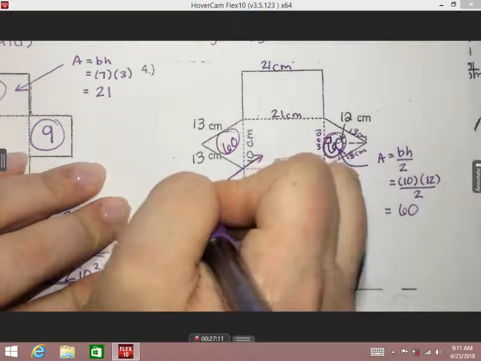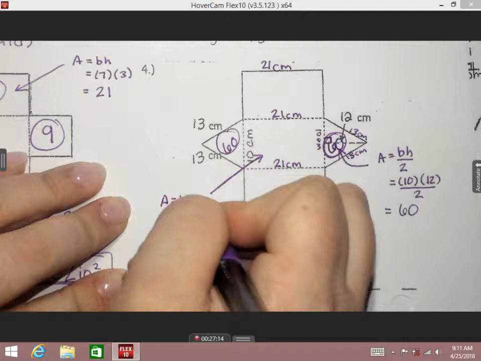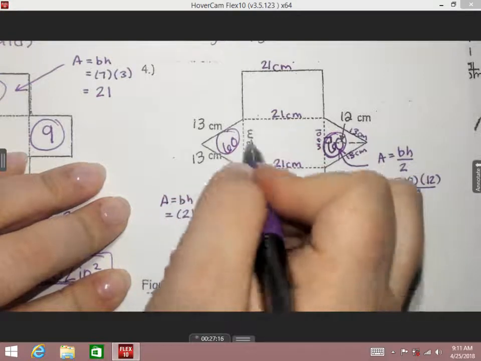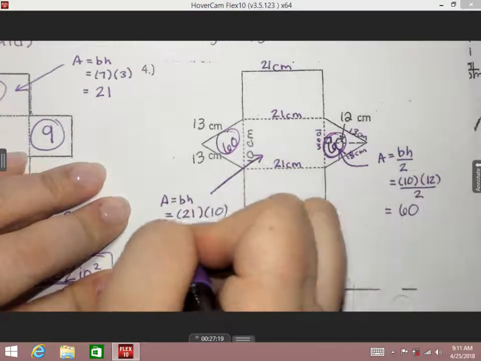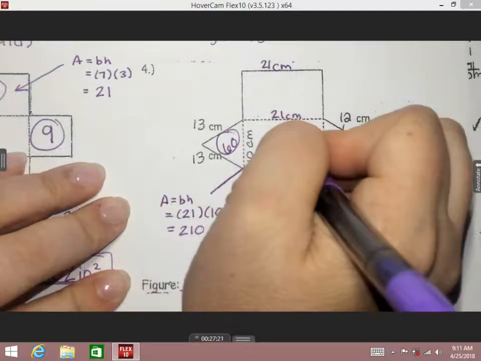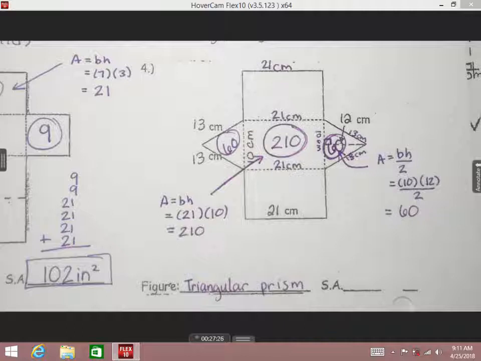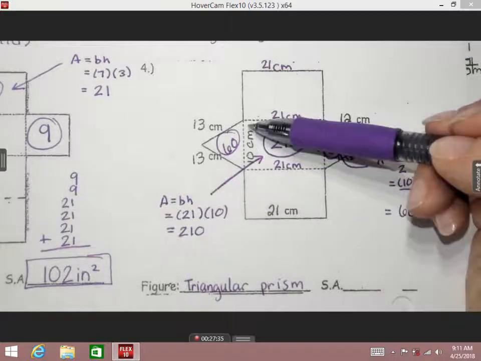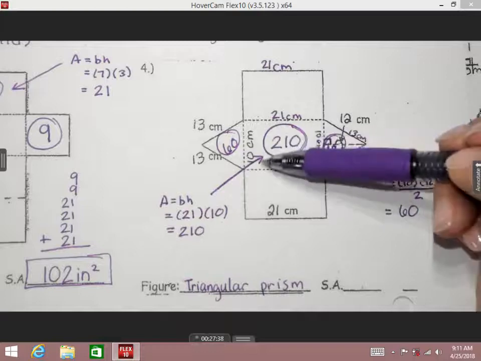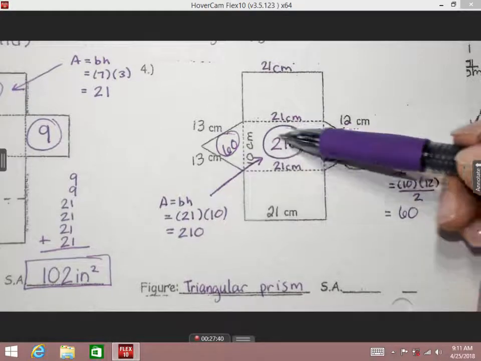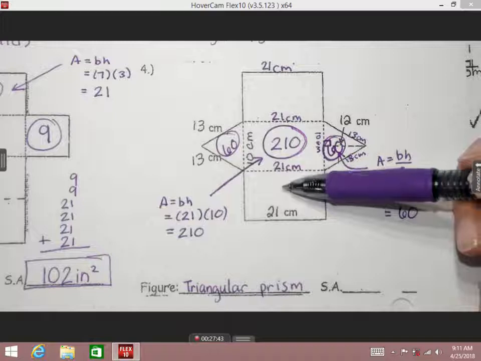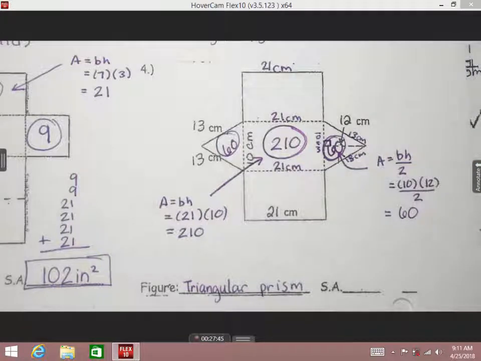A equals base times height, which we just said the base was 21. The height is 10, which gives me 210. All right, now guys, we can't just put 210 in all of this. This 10 is definitely the height here, but honestly, when I look at it, this rectangle looks a little bit skinnier than those. Plus, I want you to think about it for a second.